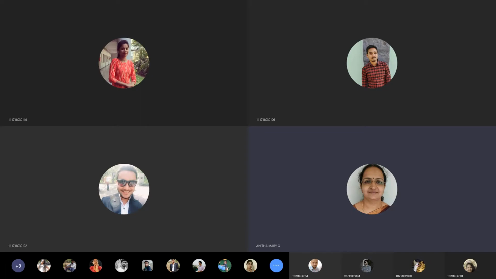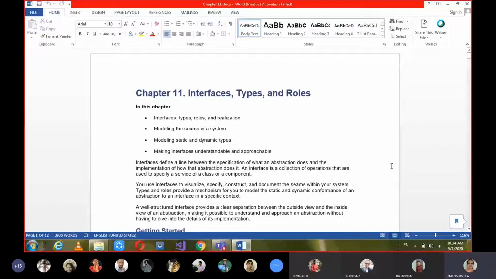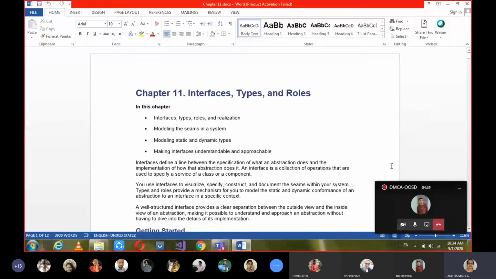Okay, so we learnt about an interface. So anyone can define an interface? What exactly is an interface? What does it give? It provides a service. It's like a contract between two things. So the first one will be initiating, the second one will be guaranteed to carry out.